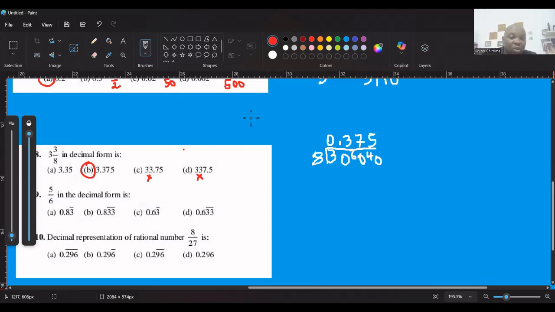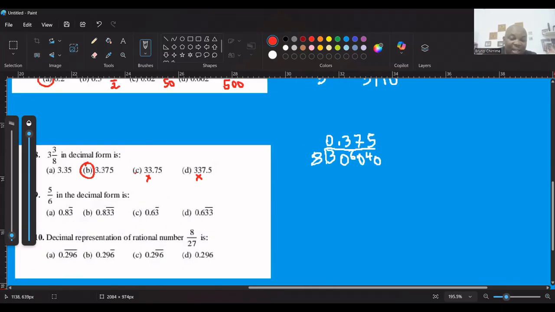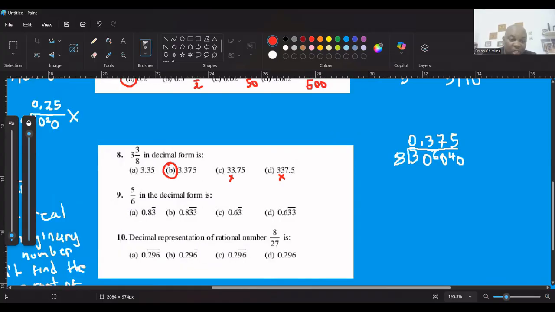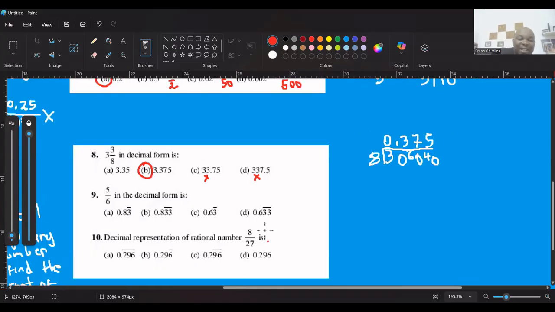Now let's move on to question 9, our second last question. Question 9 says 5 over 6 is the decimal form of which of these? Okay, what do these numbers in the options mean? These numbers, I want to take a guess, that means recurring decimals. I remember that we put a point, a dot in some cases.